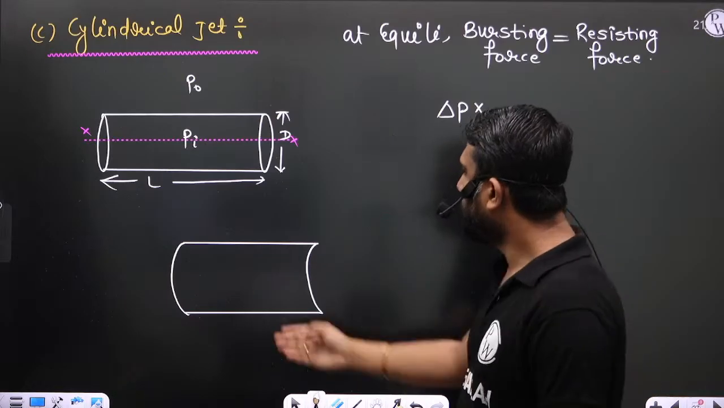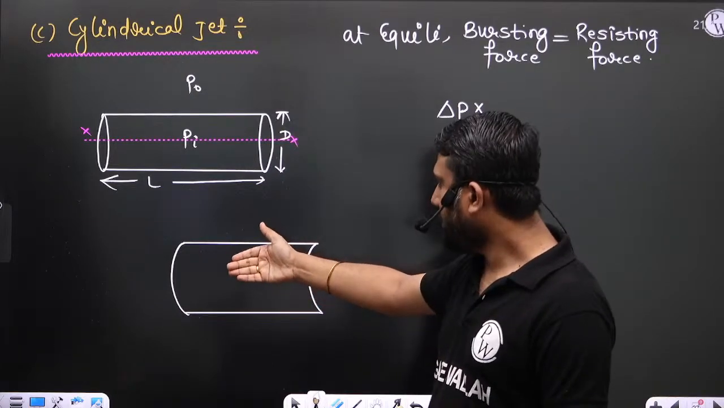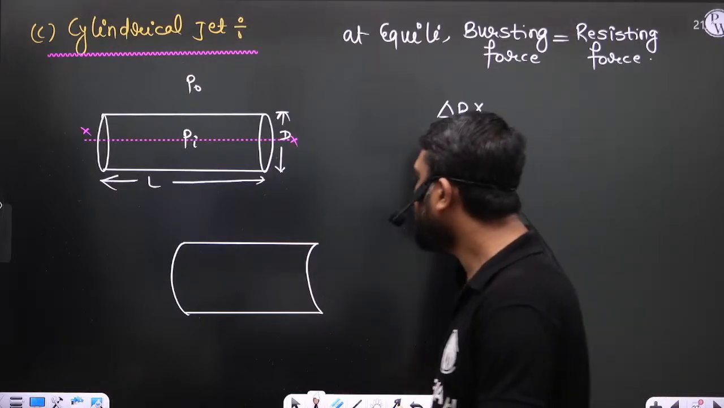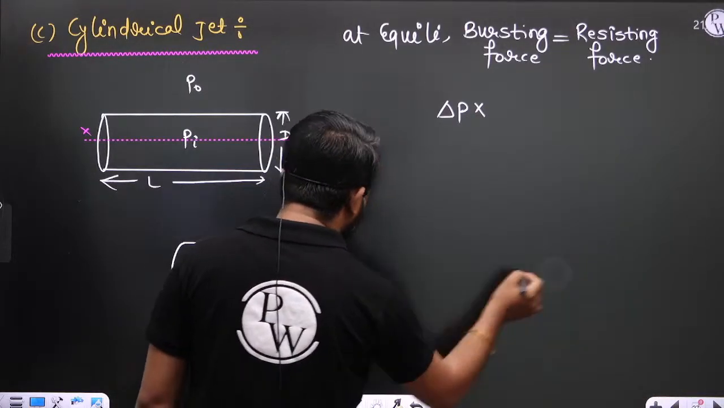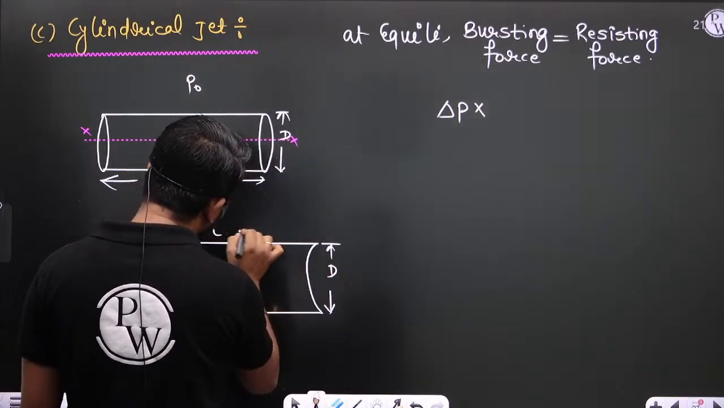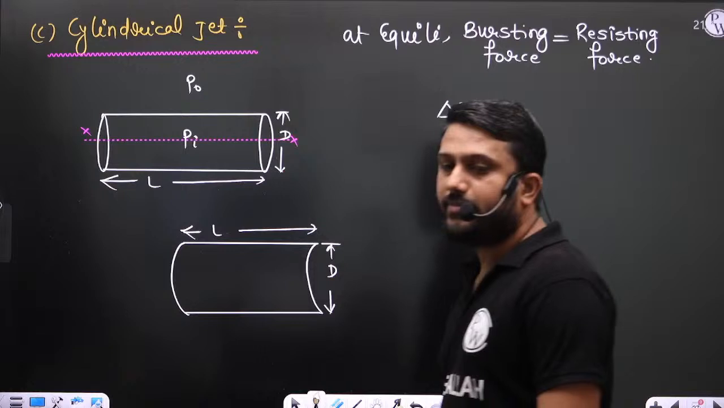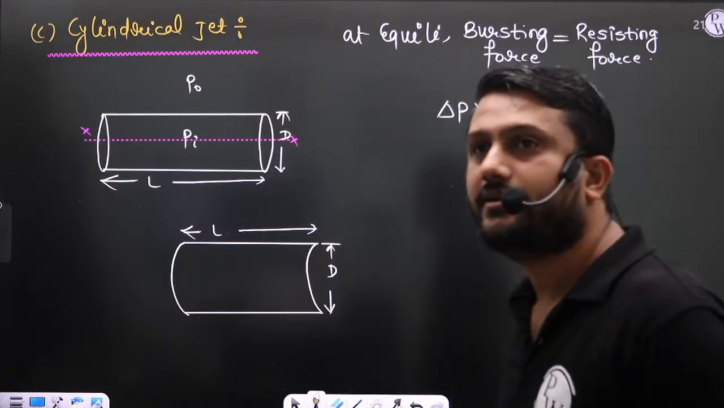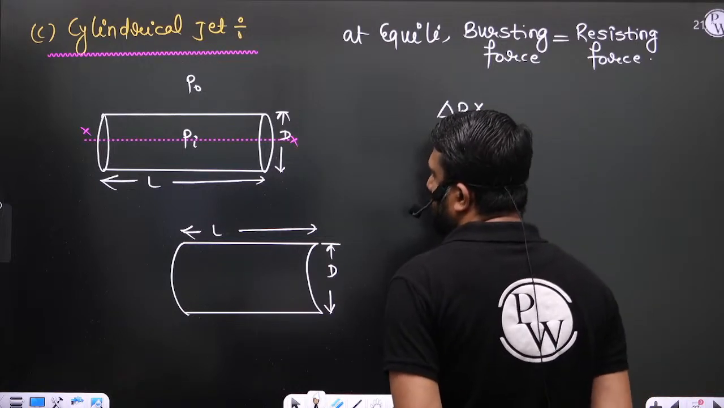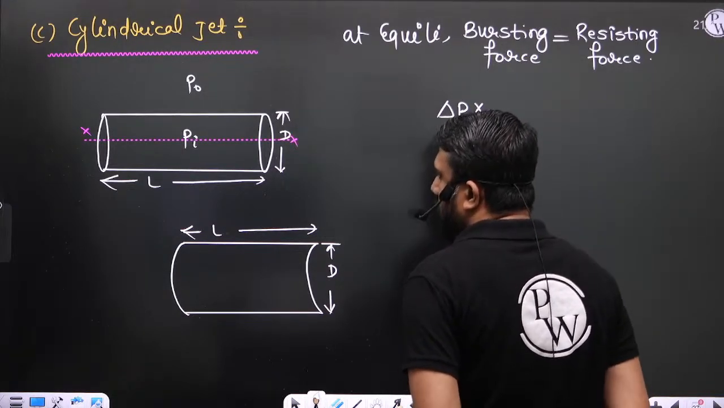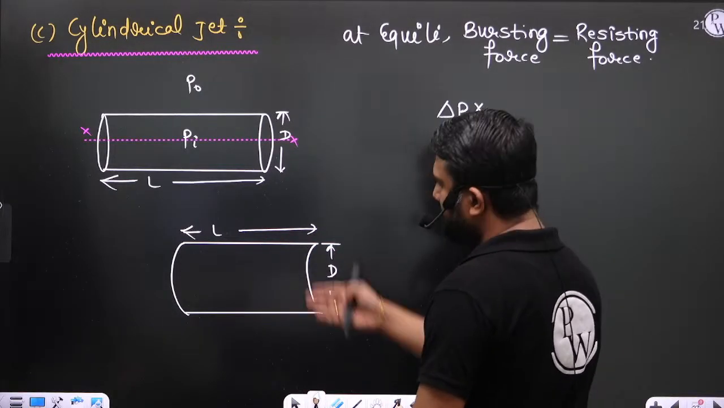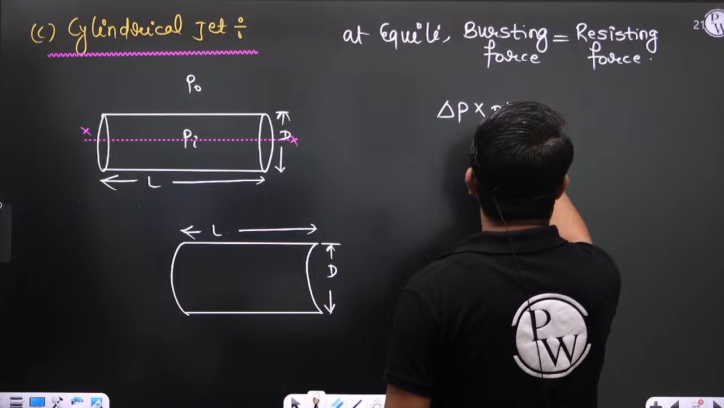In the same manner, we can easily take the projected area. So the projected area is d multiplied by L. This is the d and this is L. So delta P multiplied by projected area. Tell me what is the projected area? The projection of a cylinder, or semi-cylinder, is a rectangle. So d multiplied by L.